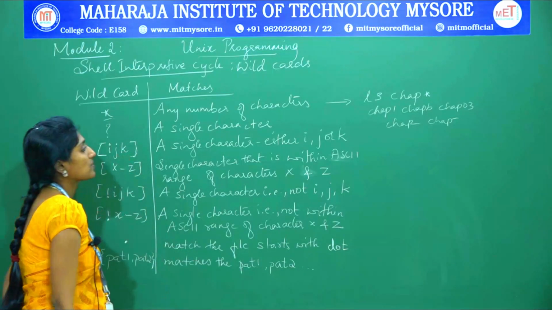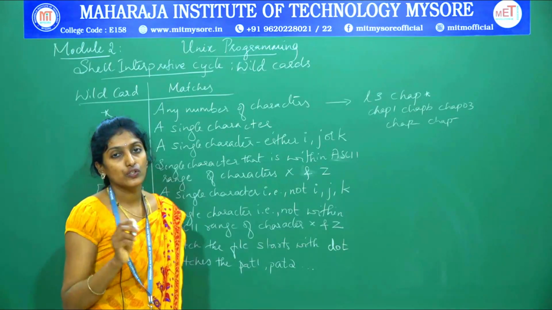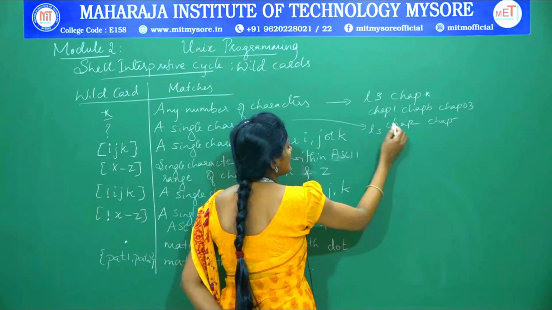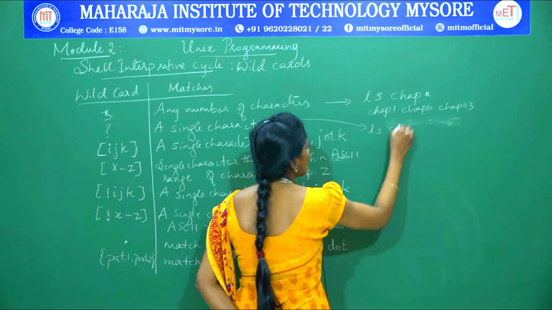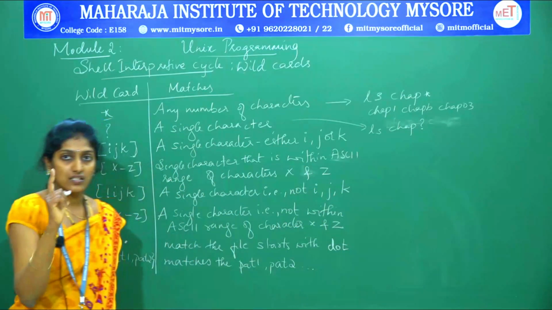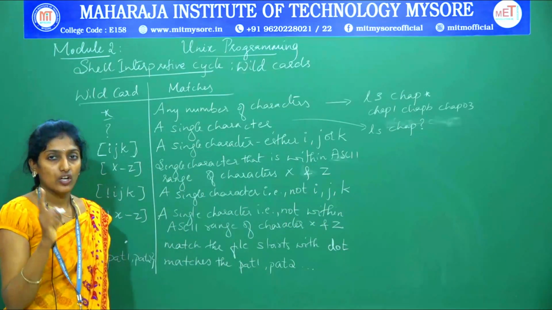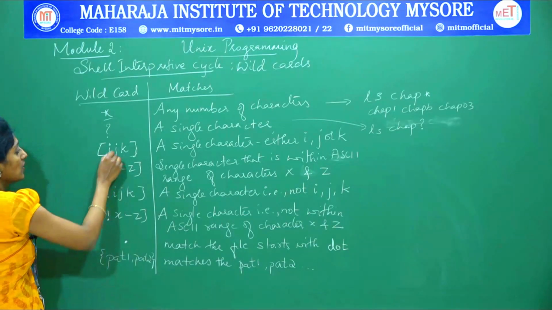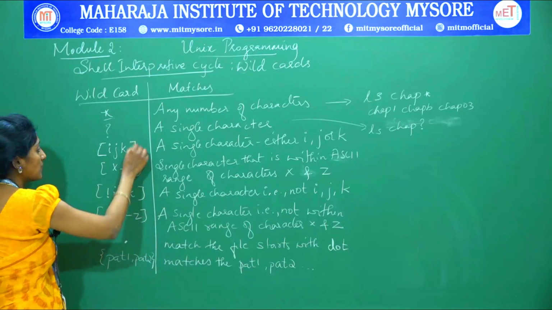Next, what does this question mark do? It is going to match a single character. So if I have given the command like ls chap question mark, this is going to match a single character after chap, only a single character, and that can be any character. Okay, next, what is this ijk which has been specified within the square bracket?